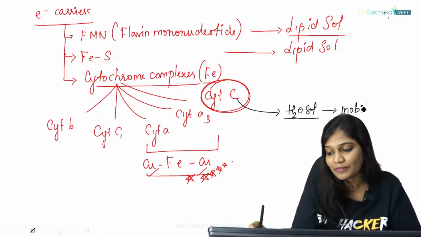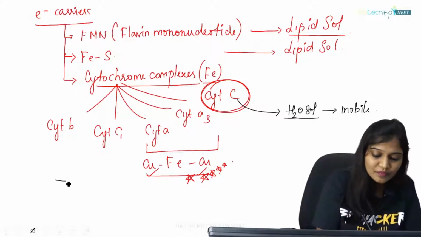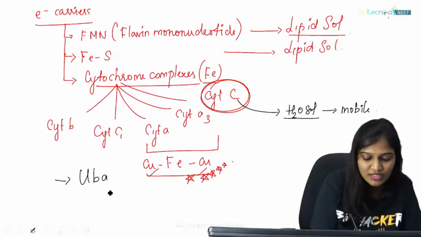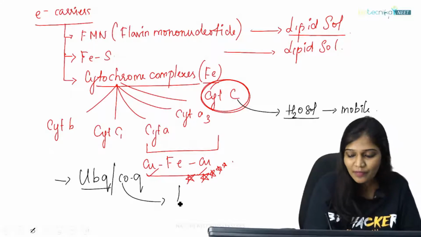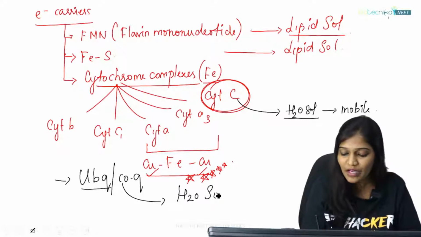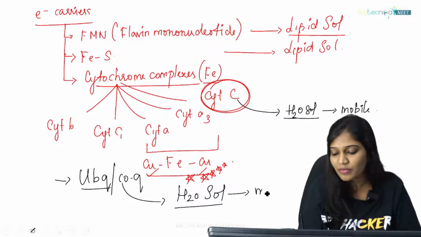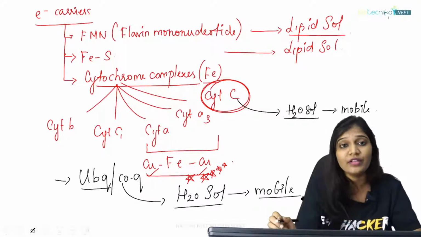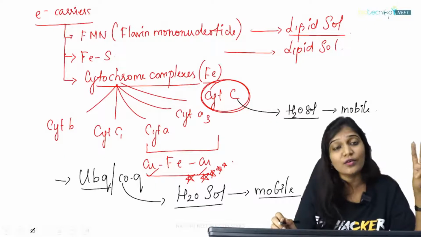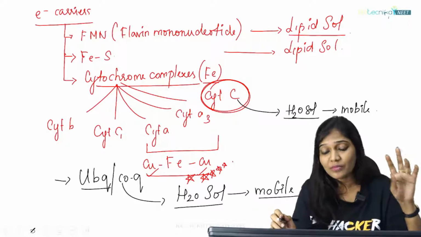They keep moving. Another important one is ubiquinone, or we can call it CoQ. This is also going to be water soluble. If they are water soluble, they are also going to be mobile. So there are two mobile electron carriers, which are mobile in nature. One is ubiquinone, another one is cytochrome.